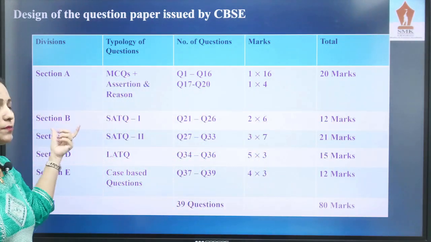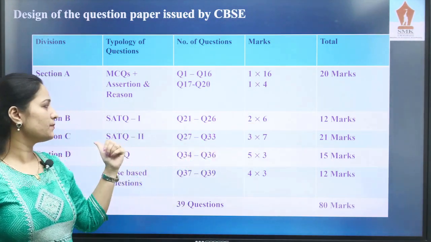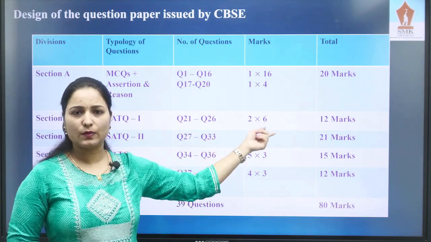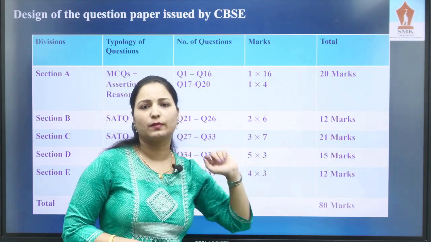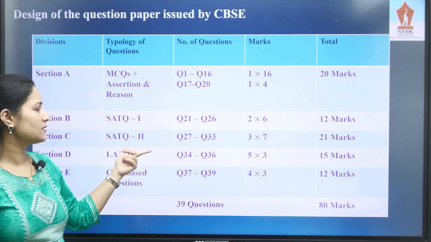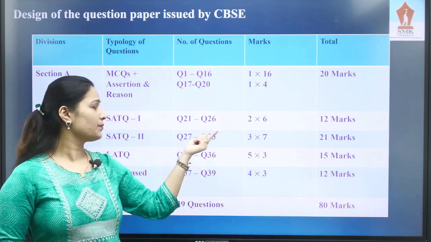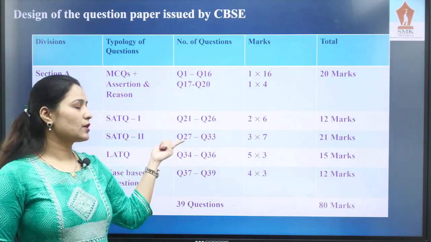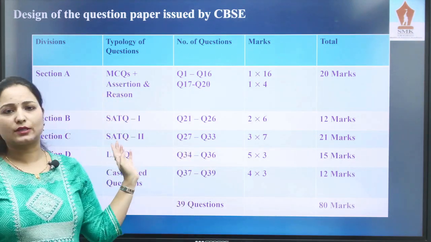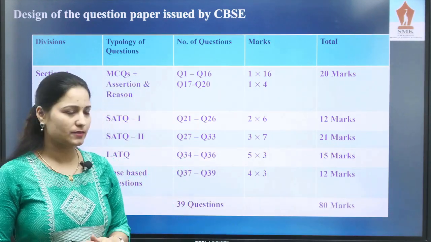Let's move on to Section B. Section B has all 2 marker questions, in which questions 21 to 26 are all 2 markers. There are 6 questions, so Section B contributes a total of 12 marks. Section C, again short answer type questions, in which 3 marker questions will be there. In total, 7 questions you have to attempt, question number 27 to question number 33. Section C will be for 21 marks.